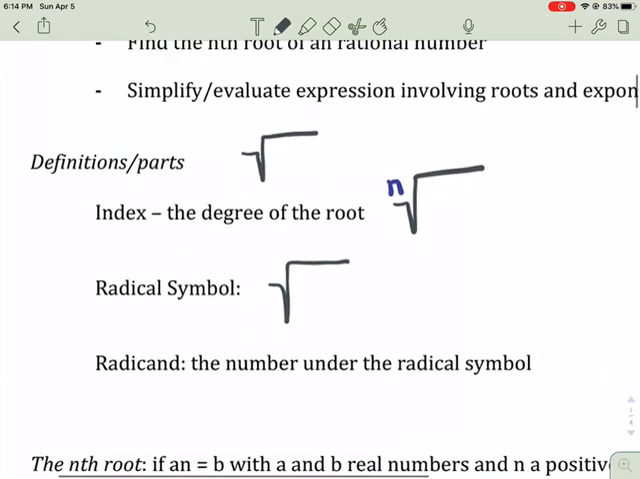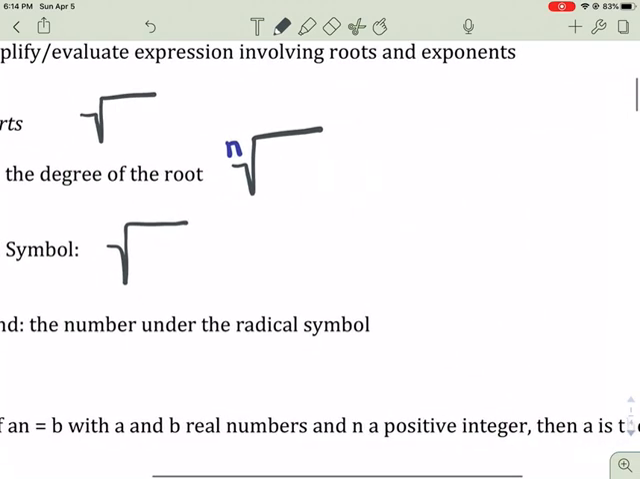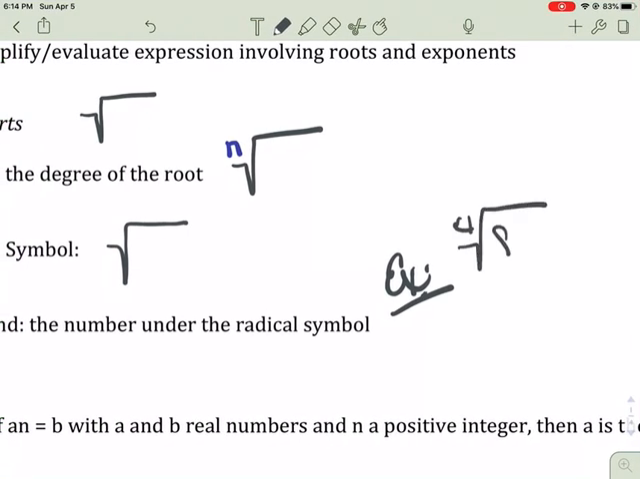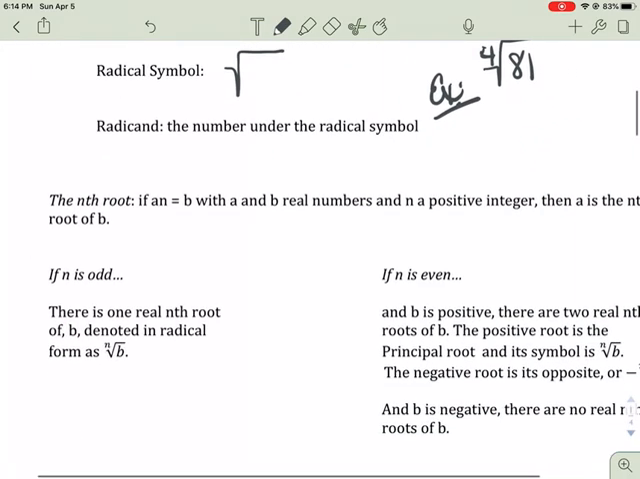Now, this is our symbol, right? So that's not a problem. And then we have the number underneath the radical, which is called the radicand. So for example, we could have the fourth root of 81, where 4 is our index, 81 is our radicand, and then we have our symbol.